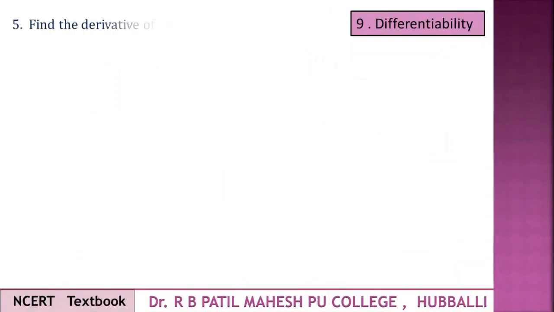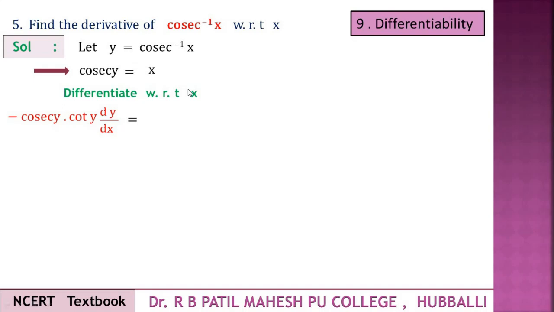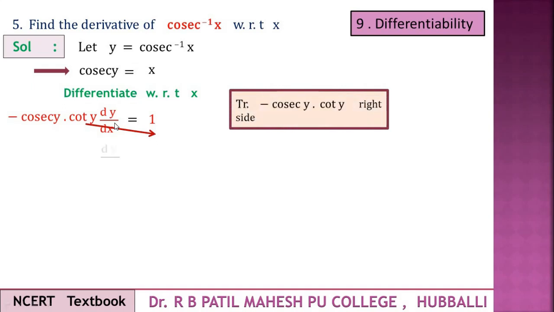Next function is cosec inverse x. Find the derivative of cosec inverse x with respect to x. First take y is equal to cosec inverse x, and from this it implies cosec y is equal to x. Differentiate with respect to x. You know the derivative of cosec y is minus cosec y into cot y, because of the y variable, into dy by dx. The x variable derivative is 1. Now find dy by dx. Transferring to the right side, dy by dx is equal to 1 divided by minus cosec y into cot y.